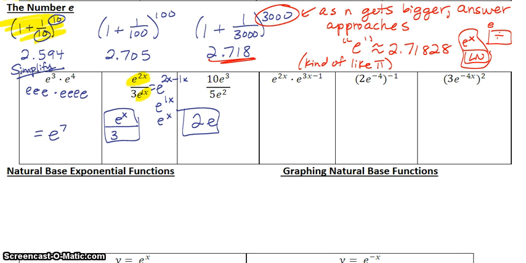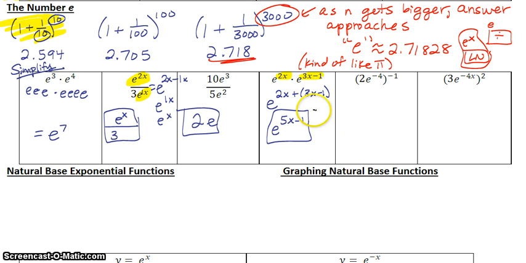I could just put that down. All right, next. This, again, looks kind of weird, but remember, if I have two things multiplied together like that, you add the exponent. So I've got 2x plus 3x minus 1. 2x plus 3x is 5x, and that's all I can do with that problem.